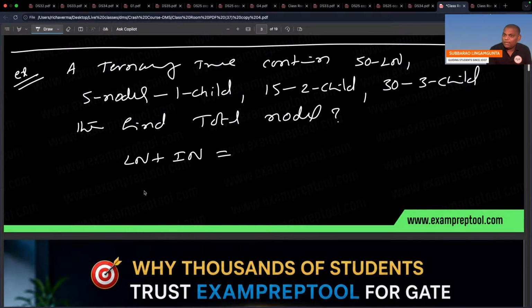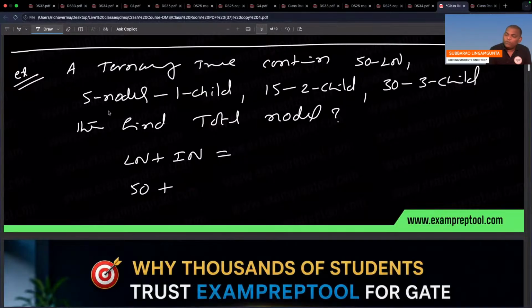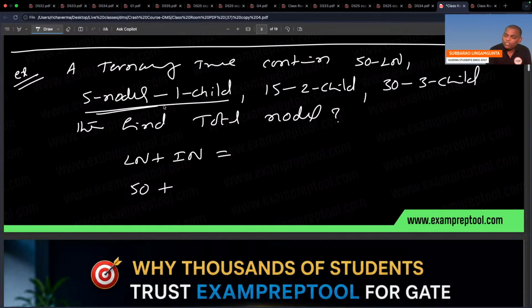Is it really correct or not? You can check one time. Leaf nodes how many? 50. Internal nodes how many? 5 nodes are going to be 1 child, 15 nodes are going to be 2 child, 30 nodes are going to be 3 child. These all are internal nodes. Let's check once: 5 plus 15 is 20, 20 plus 30 is going to be 50 again.